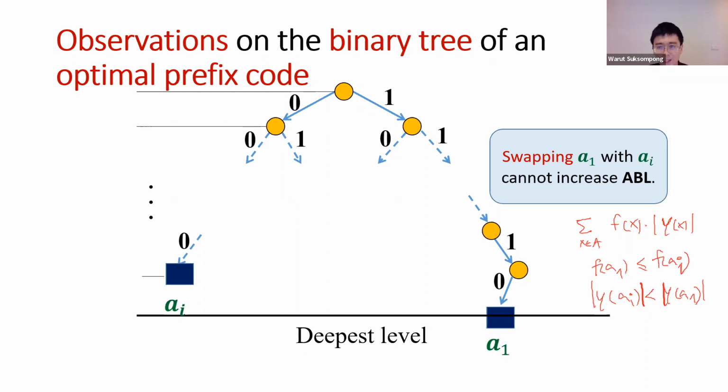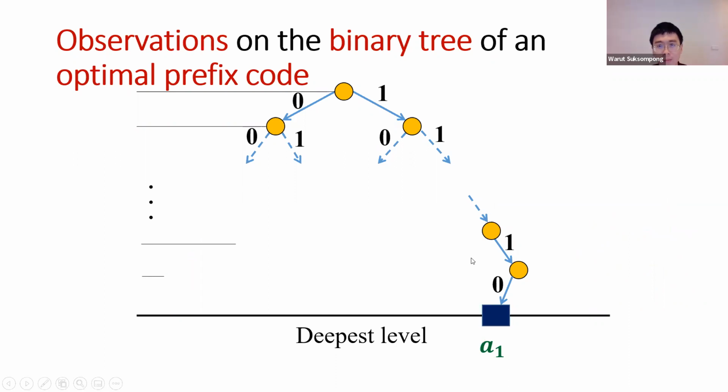It should be intuitive, because A1 is no more frequent than AI, so it doesn't hurt for A1 to be as deep as possible, or deeper than AI. You can also verify this formally using algebra, looking at the two terms f of A1 times gamma of A1, and f of AI times gamma of AI. Supposing you have this non-optimal ordering where f of A1 is at most f of AI, but gamma of AI is less than gamma of A1, then it doesn't hurt if you swap the depth of these two letters. You can verify this formally.